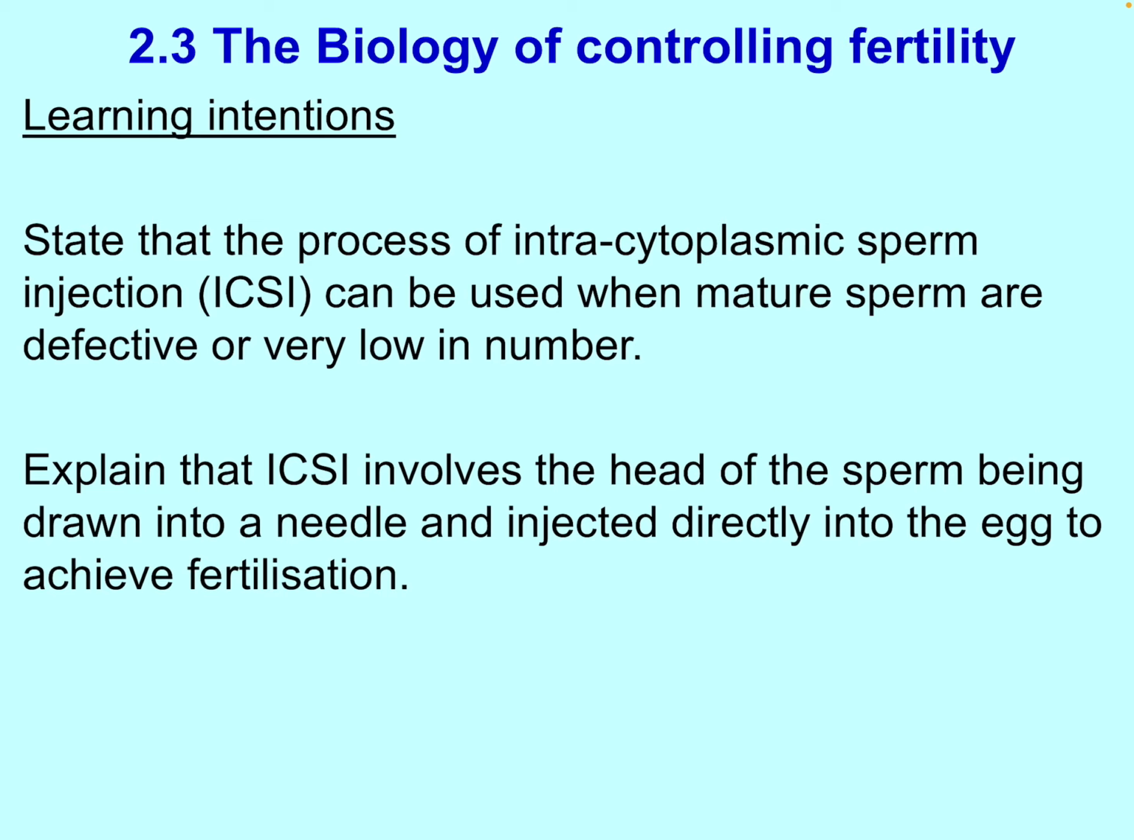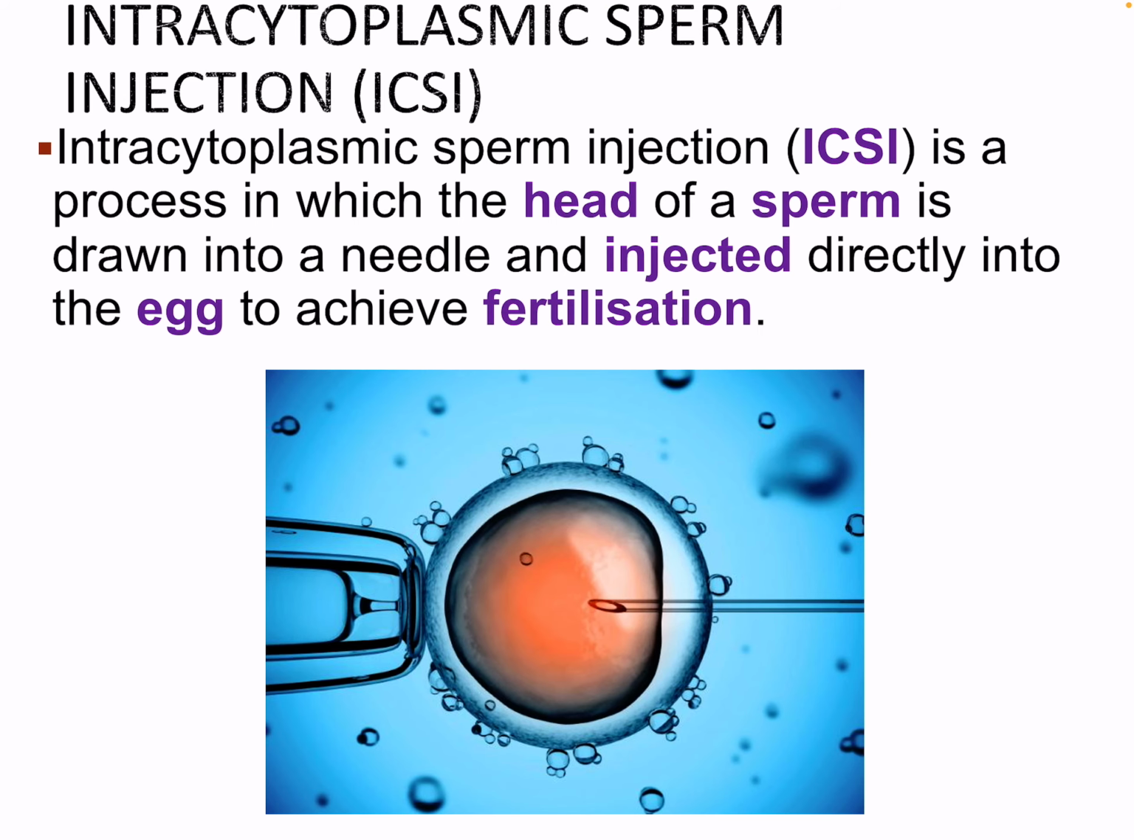Okay, and again, you need to be able to give a description of the process of ICSI, explain what happens, and explain when it is used. So, ICSI involves injecting the head of a sperm directly into the egg to achieve fertilisation. It needs to be done under a microscope so that the embryologist can see what they're doing.